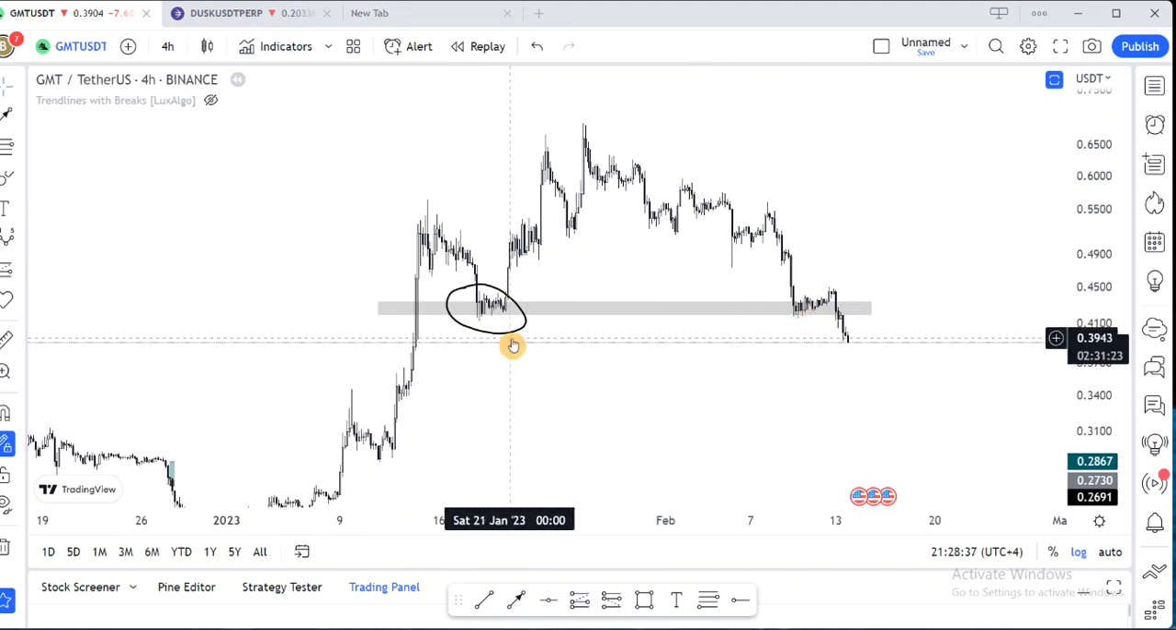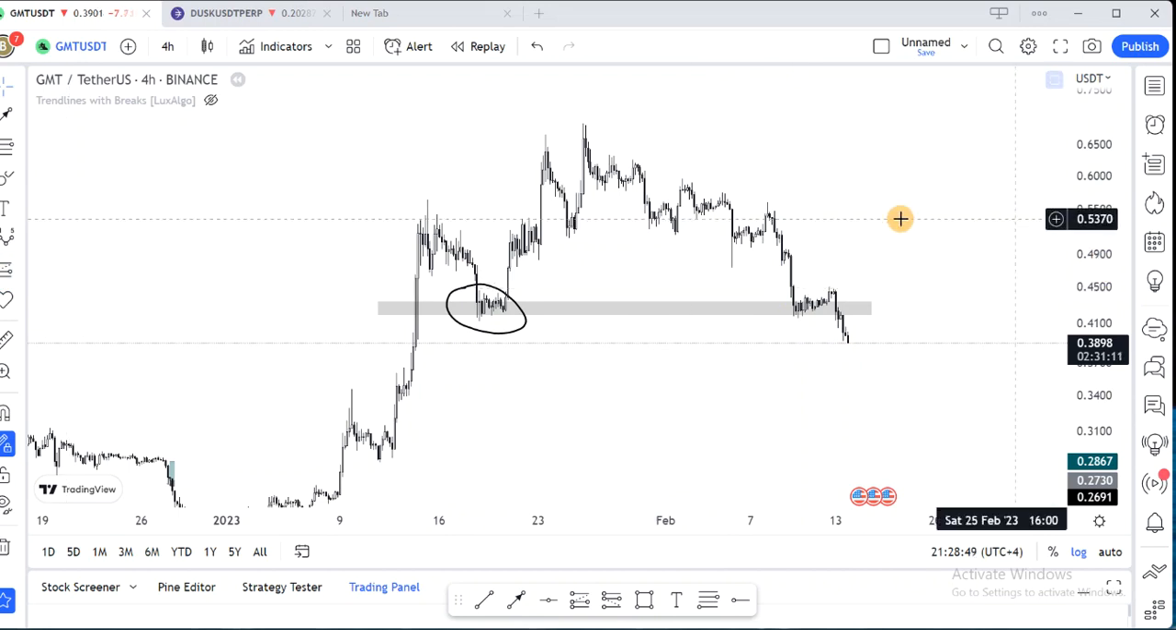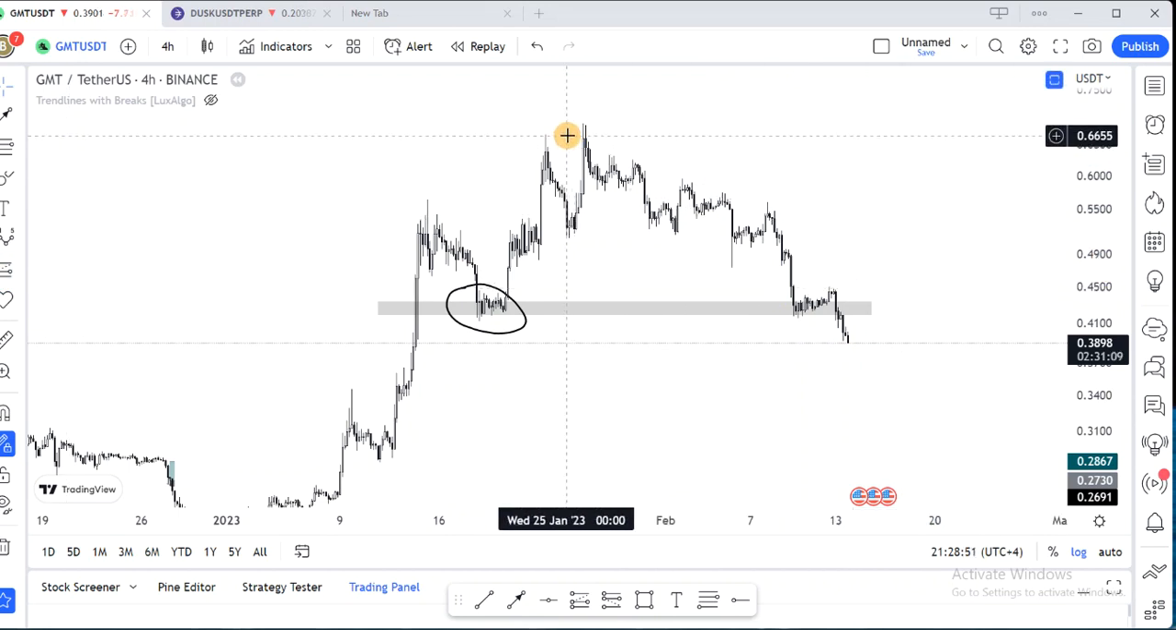Now the price action of this coin continued on an uptrend. It continued to pump, and then it reached this level which we are going to talk about in this video, which is a resistance.